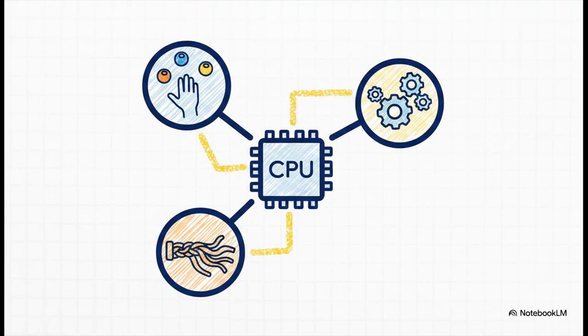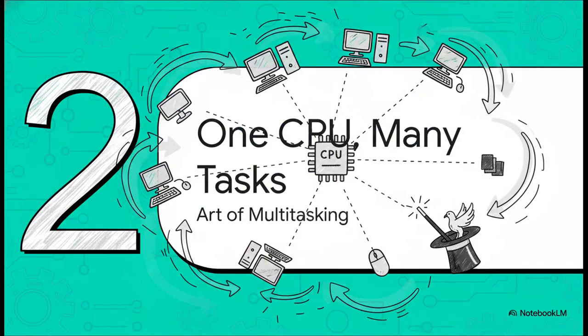Well, it all comes down to 3 really clever techniques that the CPU uses to create that seamless experience we totally take for granted. We're talking about multitasking, multiprocessing, and multithreading. So let's dive in and unpack what those actually mean. Okay, so the first and most fundamental technique is called multitasking. And honestly, it's kind of a masterful illusion.